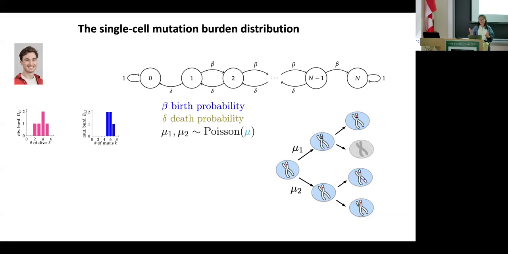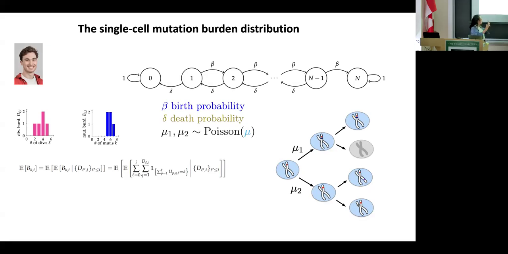What differs between these two distributions is that, on top of the division distribution, the single cell mutation distribution should have another stochasticity. Because you have a cell that can divide, and there's some stochasticity related to birth and death events. But per division you also have a random number of mutations, normally taken from a Poisson distribution. This is another stochasticity per division. So you would think that to get the single cell mutation burden distribution, you need to consider two stochasticities: one from the cell divisions, and one from the mutation number varying per division. That's what we thought as well.